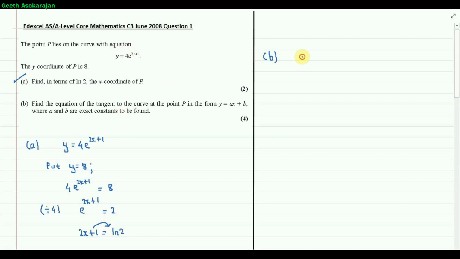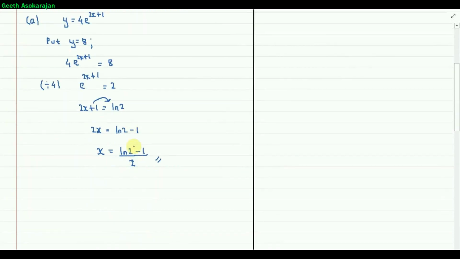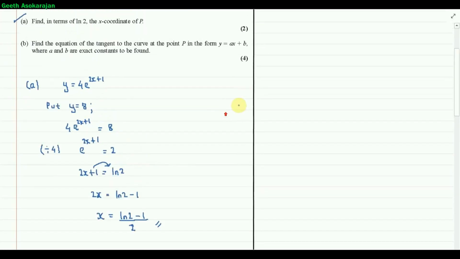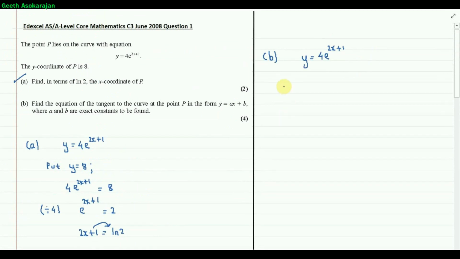Now firstly, we have the equation of the curve, y equals 4e to the power 2x plus 1. Let me be as neat as I can. We need the tangent at the point P. P has an x coordinate, so from part A, here's the x coordinate. Let me copy that down. It's ln2 minus 1 over 2, so minus the 1, divided by 2. And the y coordinate is 8. So that's the coordinate of this point P.